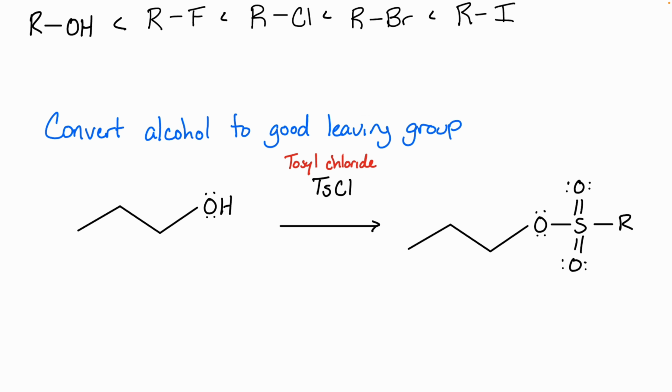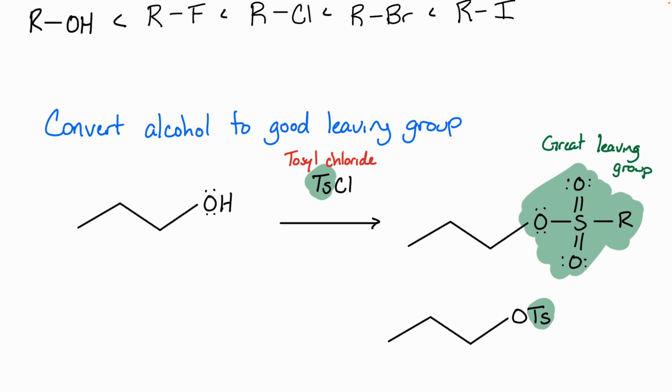But importantly, these sulfates are absolutely terrible bases, right? Sulfuric acid is a strong acid. This thing over here is a great leaving group. All right, and we have a way to abbreviate this. We usually don't draw out the whole structure. Instead, we just say OTs, where that Ts is from our tosyl chloride.